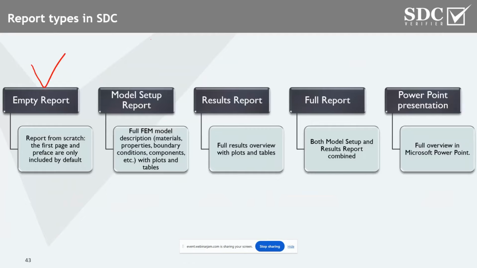So you just start from a blank page and you drag and drop things and you create your own thing. Second type of report, we call it model setup report. So it directly includes full model description for you if you want to save some time on creating those things. Third type report is results report. Idea is the same, but now it includes complete results overview with plot and tables for you.